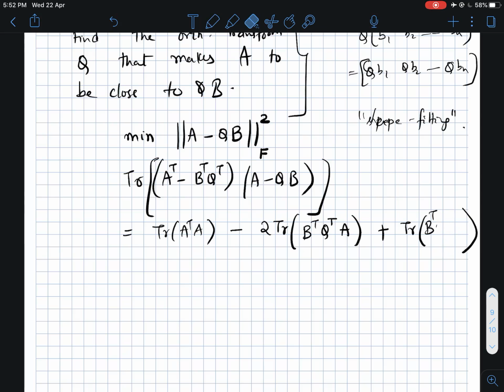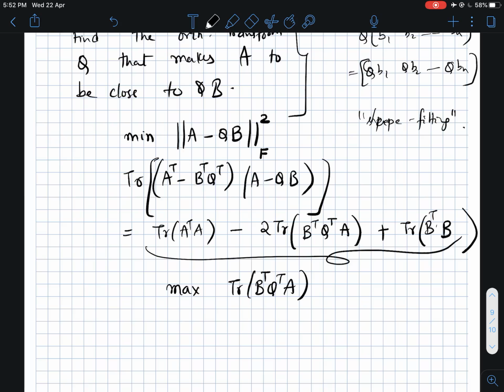Now Q is orthogonal. We are only focused on orthogonal matrices, so we can ditch this Q transpose Q. So I want to pick a Q such that this whole thing is the smallest possible. The first term does not depend on Q. It depends on A, which is known, so it is a constant. The last term also doesn't depend on Q, it's a constant. So this is the only part that depends on Q. Effectively I have to maximize the trace of B transpose Q transpose A, so I have to find Q that maximizes it.